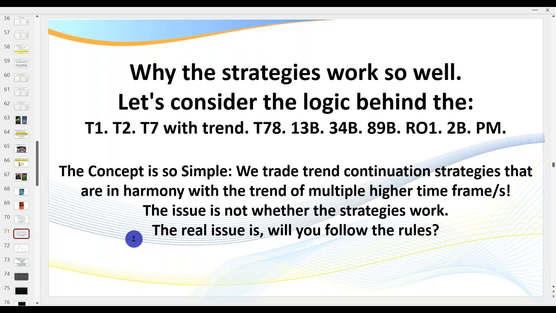The issue is, you're going to see soon, it's not whether they work, it's whether you will follow the rules. In actual fact, it was Richard Dennis, who was also coincidentally in the book Market Wizards. He used to have a group called the Turtles. You may have heard of them back in the 80s. They were quite famous, where he hired 21 or 23 traders to trade his money.